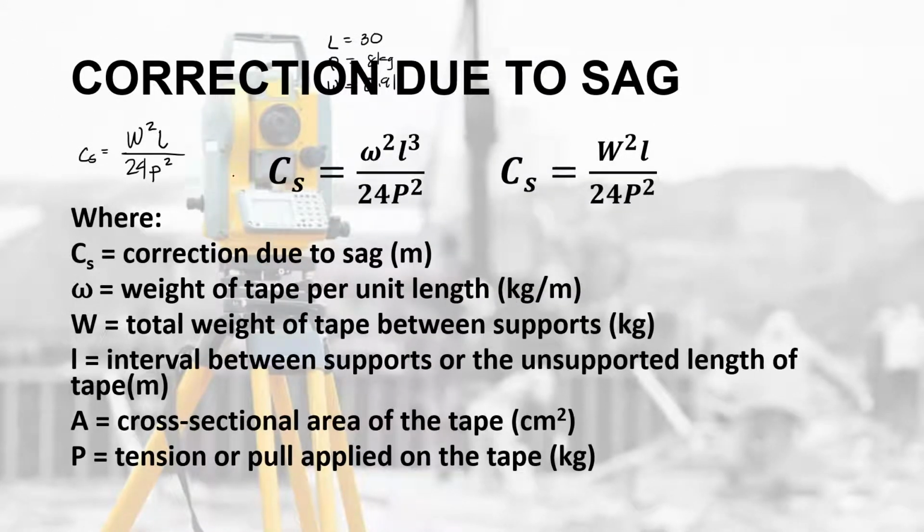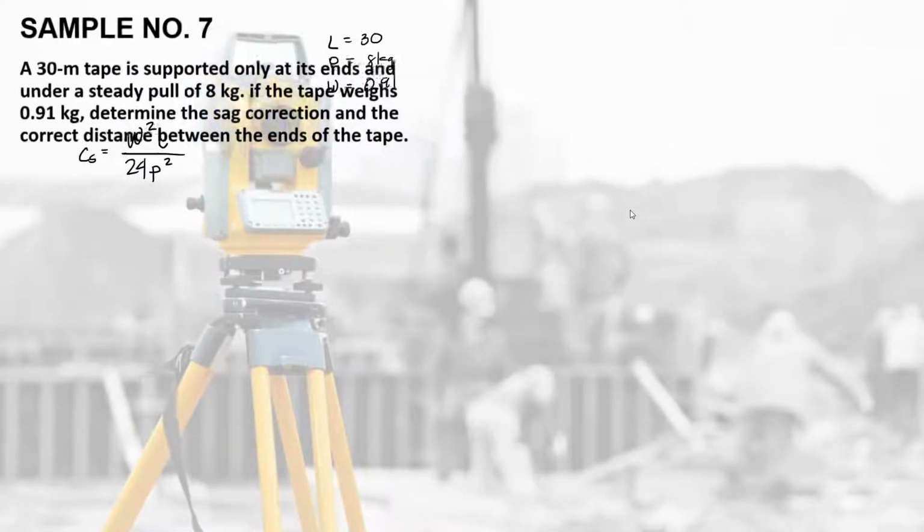Substitute natin doon sa equation natin. So we have, due to sag, S is equals to big W squared L over 24P squared. So substituting the values, we have the weight of the tape 0.91 squared, the length of the tape 30 meters, 24, the pull applied on the tape 8.